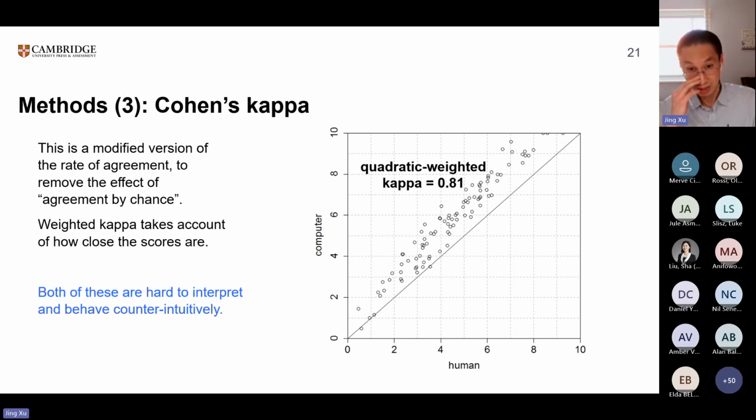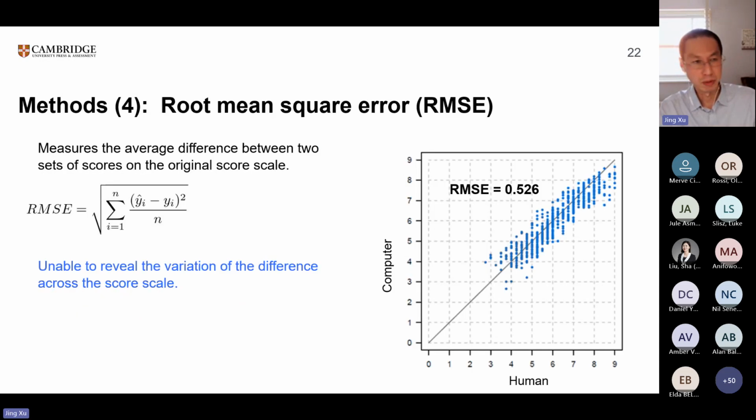If you look up online, kappa can be negative, which does not make any sense, right? Actually, there's a lot of research arguing against using kappa to check human agreement as well. The next one is root mean square error. This is more straightforward. It just measures the average difference between two sets of scores on the original score scale.